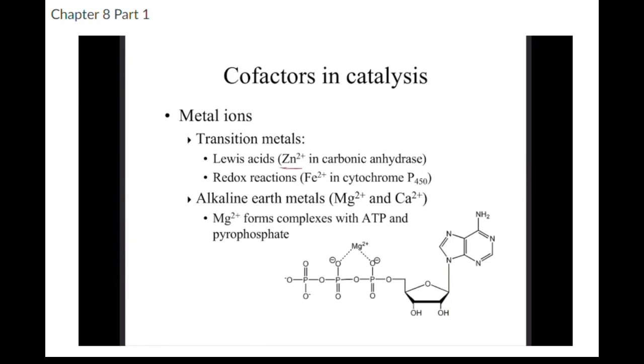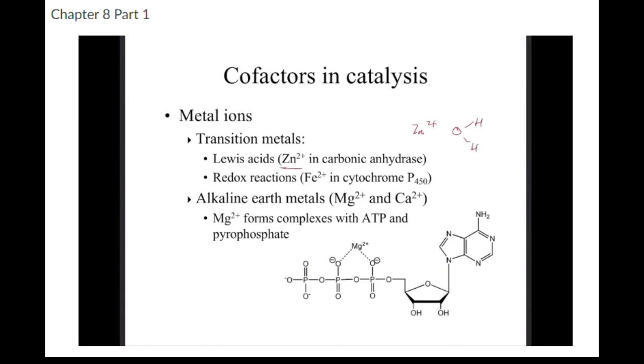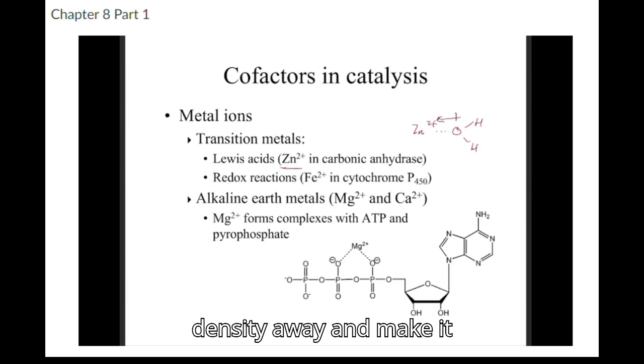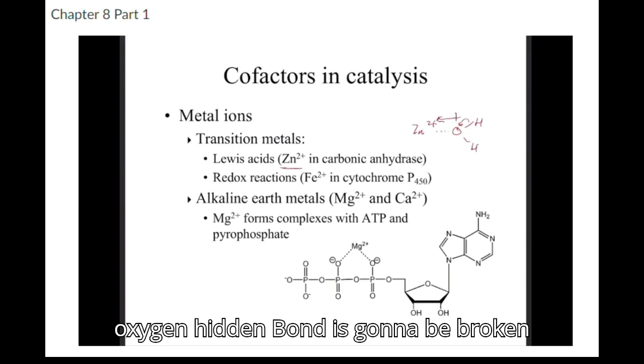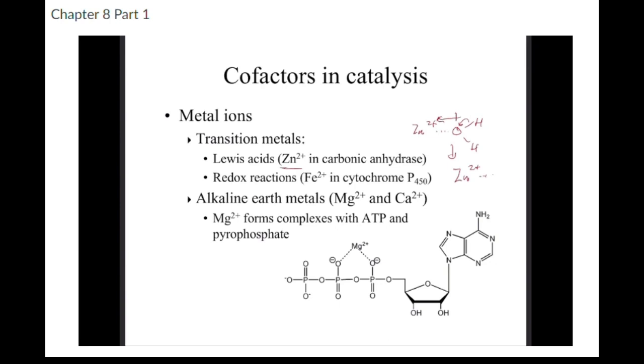If you remember, what a Lewis acid does is it can bind to something, for example, water, form an interaction here, and that's going to withdraw electron density away, and that's going to make it more likely that an oxygen to hydrogen bond is going to be broken, and that's going to result in something that looks like this. And ultimately we get a hydrogen ion out of that. And that's the Lewis acid aspect of it. It causes some other molecule to generate an acid, in this case water.